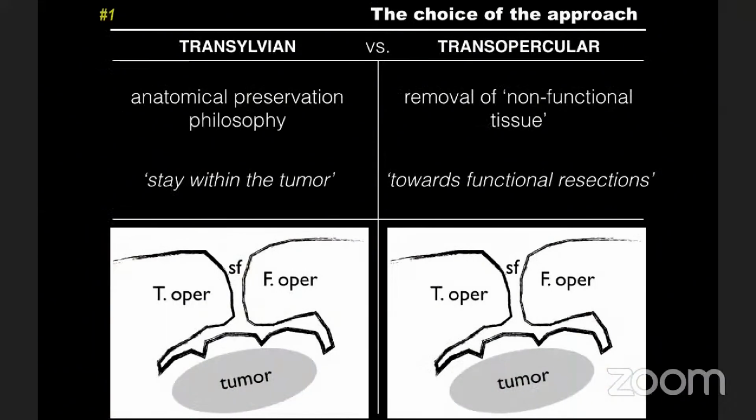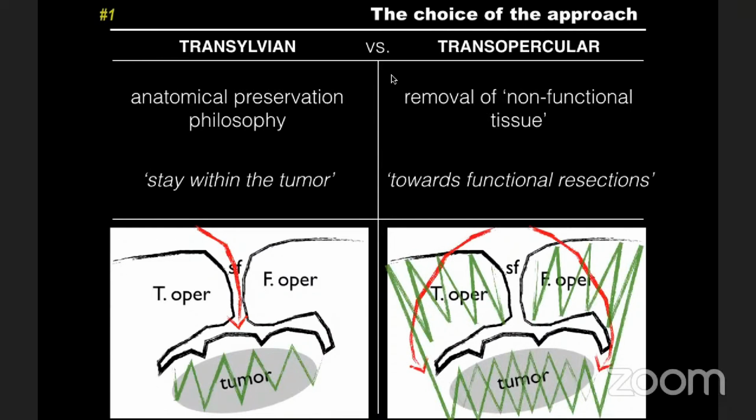We should go transsylvian, we should go transopercular. I don't think there is a need to discuss this, but transsylvian is going to offer us an anatomical preservation philosophy, which means staying within the tumor, while the transopercular one is going to mean removing some non-functional tissue towards a functional resection. But I don't think there is a need to discuss this, because those tumors which are mainly insular, I think it's much more anatomical to dissect the sylvian fissure, and those ones which are invading the operculi, we can go through the operculi itself as the tumor is invading them.